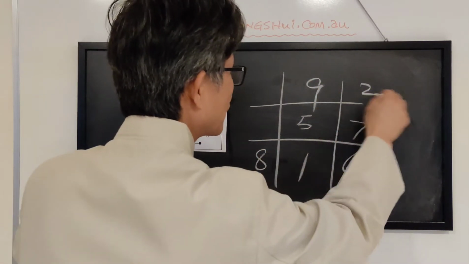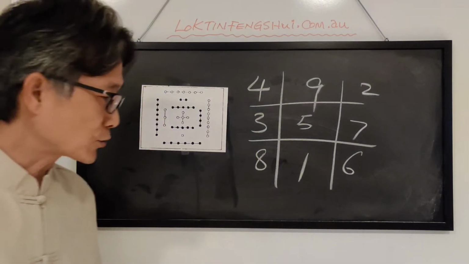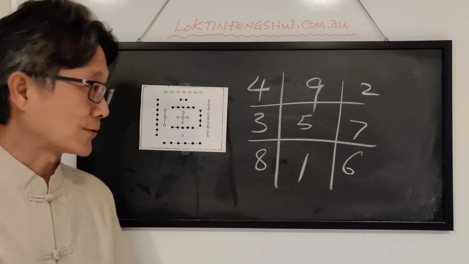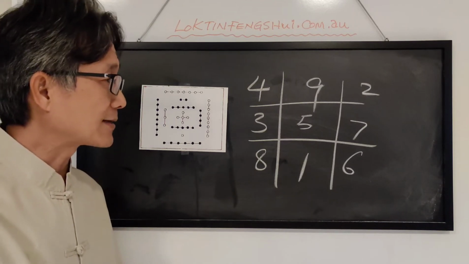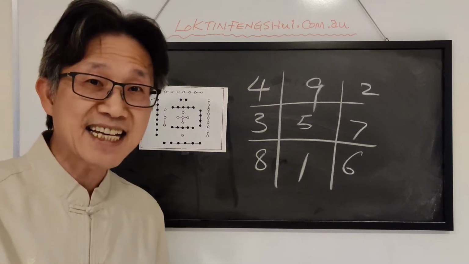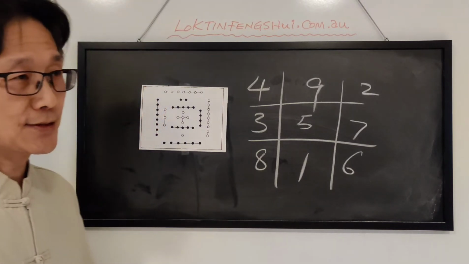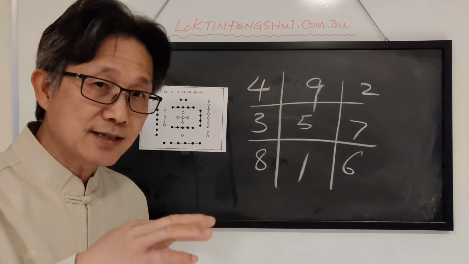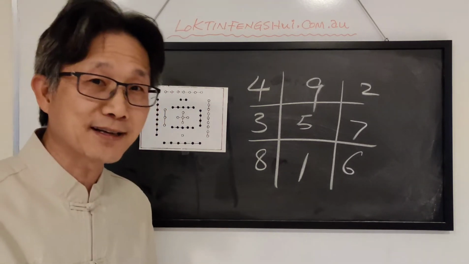9, 1, 2, 3, and 4. So this is the Lo Shu, or Lo Shu chart, whatever you want to call it. It also represents the energy distribution, the balance of energy distribution. In English, they call it a magic square.